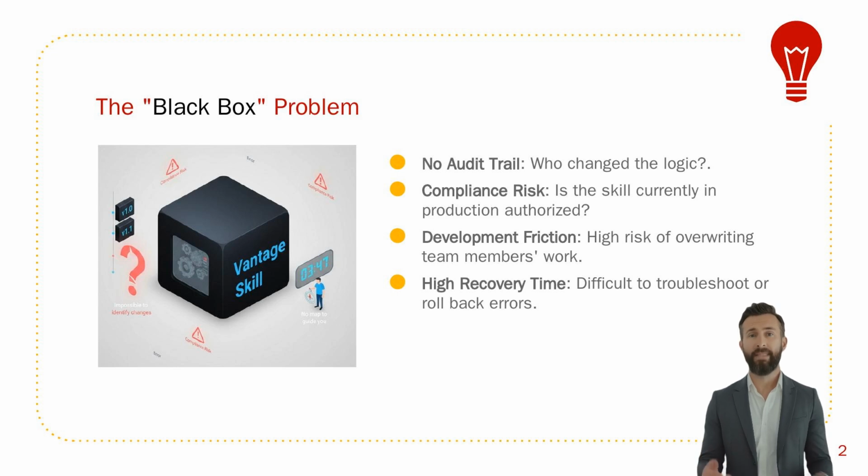For many teams, Vantage skills act as a black box. It is nearly impossible to identify what changed between version 1.0 and 1.1. This creates significant compliance risks. When an error occurs in production, troubleshooting often feels like a race with no map to guide you.